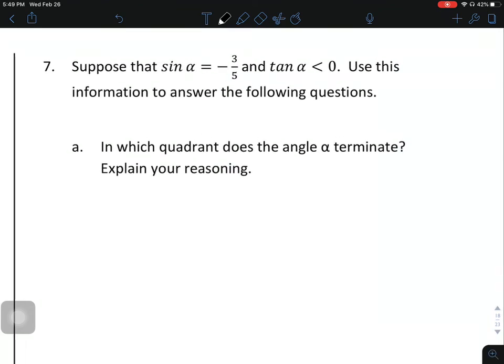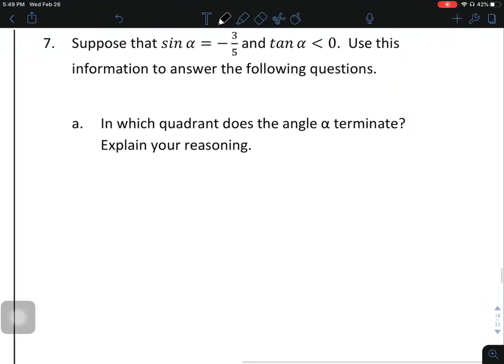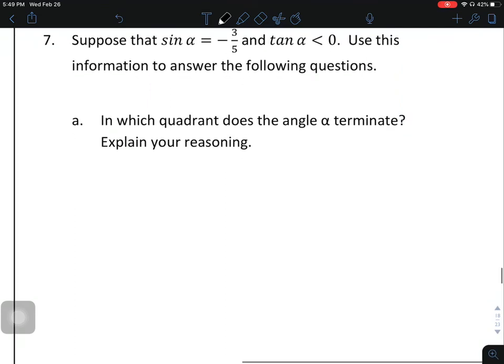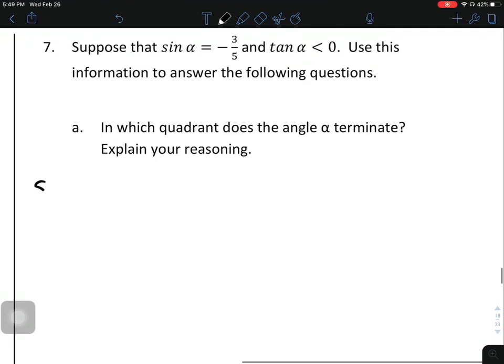Suppose that sine of alpha is negative 3/5 and that tangent of alpha is less than 0. Use the information to answer the following questions. In which quadrant does the angle alpha terminate? Well, sine of alpha is equivalent to y over r, which is negative 3 over 5, which is less than 0. Now, r is always positive, so r is the positive 5. That means that y is the negative 3.